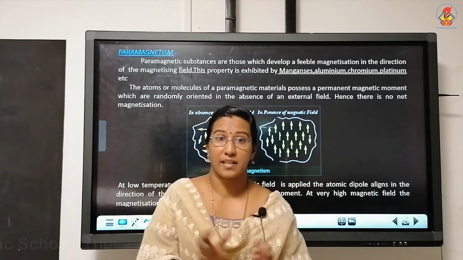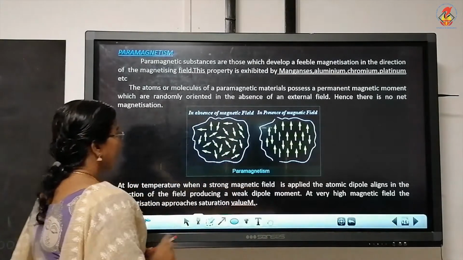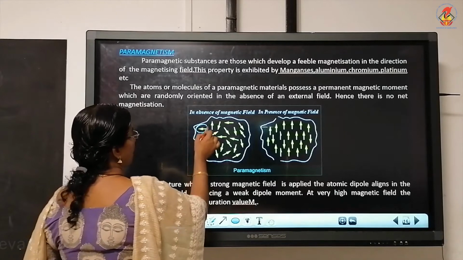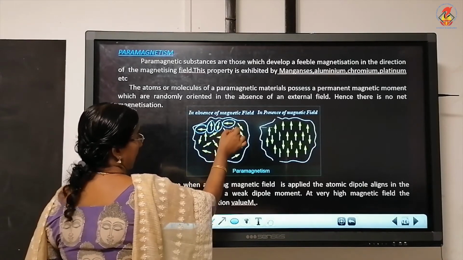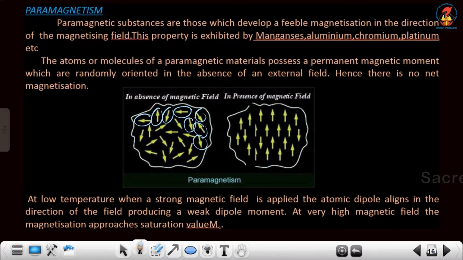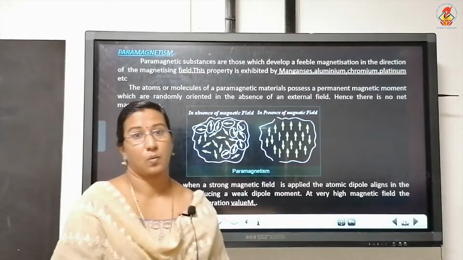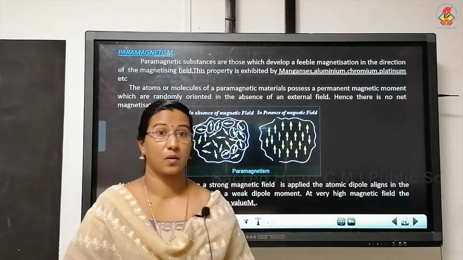In the absence of an external field, the dipole moments of the atoms will be in different directions. The magnetic dipole moments will be in different directions, and hence the net magnetic moment of the substance will be equal to 0.